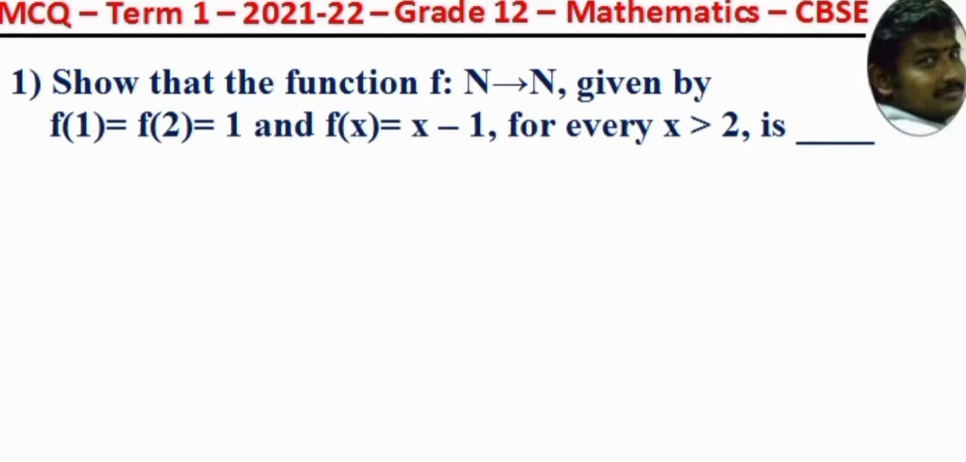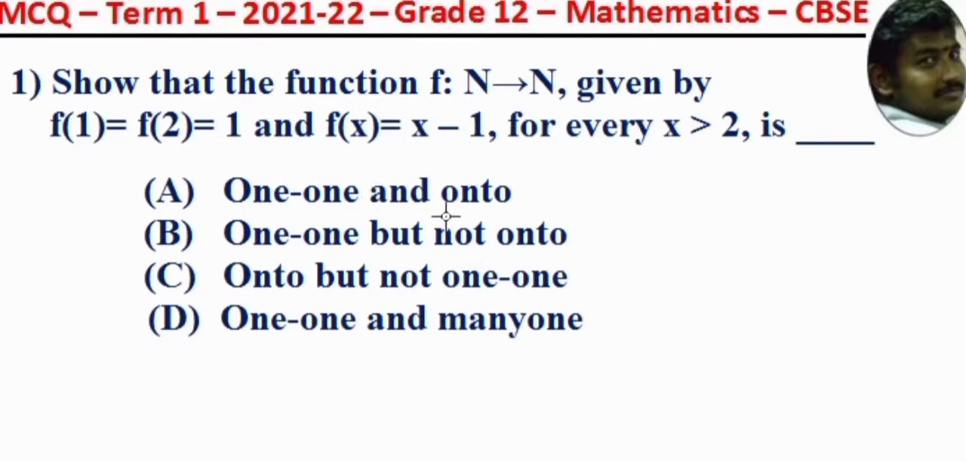The first question says the function f from N to N given by f of 1 equal to f of 2 is equal to 1 and f of x equal to x minus 1 for every x greater than 2 is dash. Based on this question there will be four options. Option A: one-one and onto. Option B: one-one but not onto. Option C: onto but not one-one. Option D: one-one and many-one. Likewise, four options; we have to see what the correct option is.